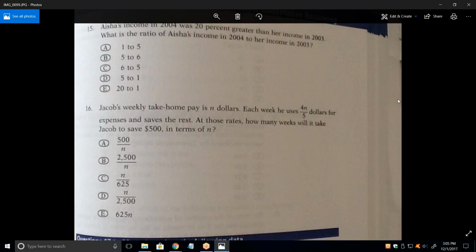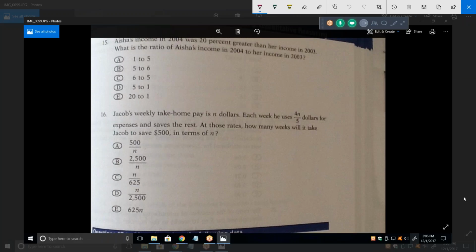20% greater than her income in 2003. Ratio of her income in 2004 to 2003. I don't even remember that one. Well, there's a couple ways you can do this. First of all, if her ratio is 1.2 divided by 1, that's 6 to 5.